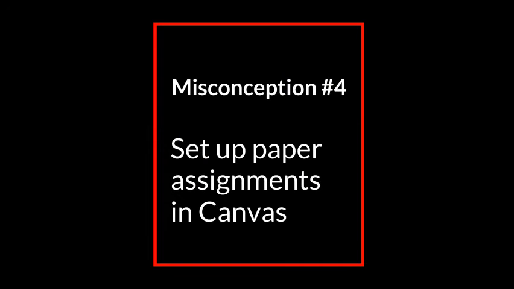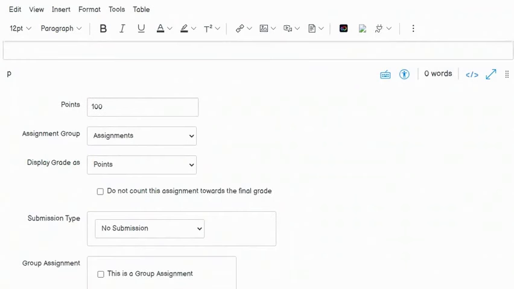The next misconception is how to set up paper assignments in Canvas. When you create an assignment that will be physically turned into you rather than through Canvas and will be graded, you need to select on paper as the submission type when setting up the assignment. This will let Canvas know to not look for a submission, but will allow for you to enter a grade in the Canvas gradebook. This will help with the missing designation on the student side.